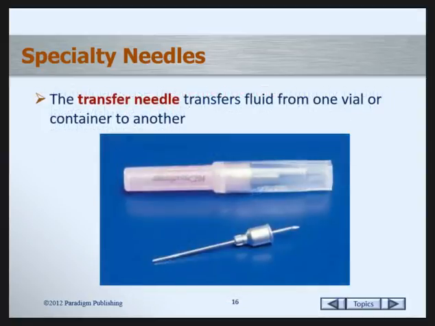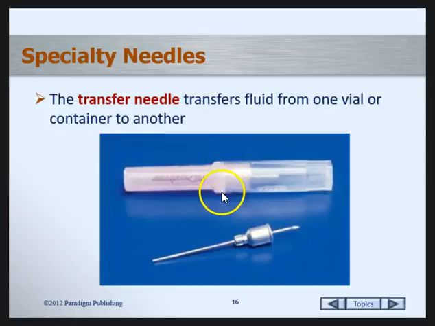Another type of needle is a transfer needle. This is used to transfer fluid from one vial or container to another. It is a double needle. So on one end there's a shorter needle and on the other a longer needle. This is packaged similar to a filter needle.